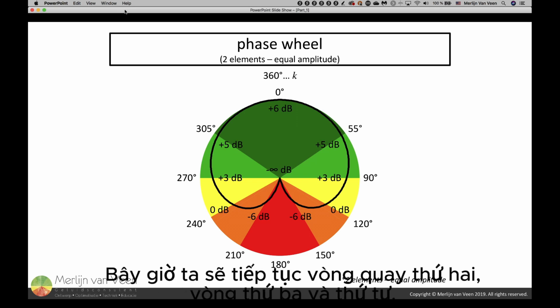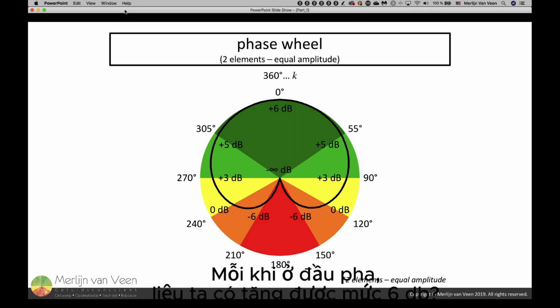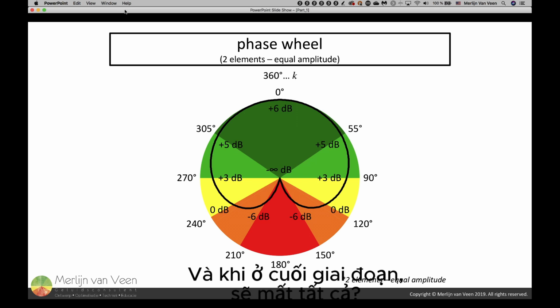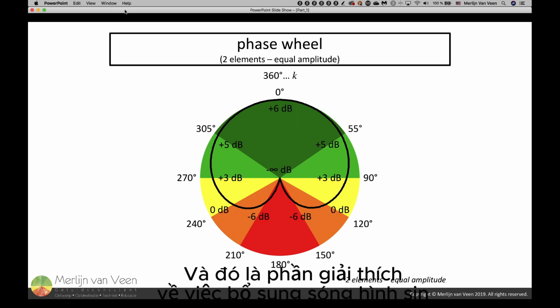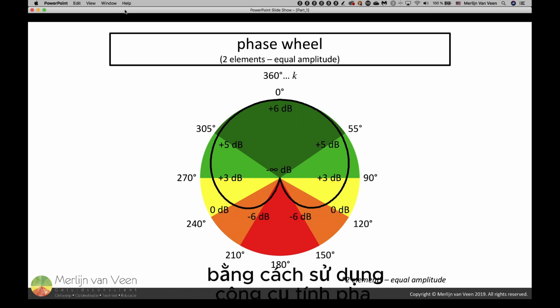And now you go on your second round trip, and on your third round trip, and on your fourth round trip. Every time you find yourself at the top of the phase wheel, you gain 6 decibels, whereas every time you're at the bottom of the phase wheel, you lose everything. And that concludes the explanation on the addition of sine waves using the phase calculator.